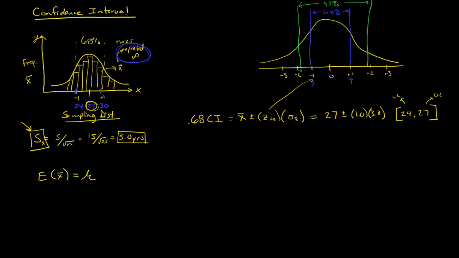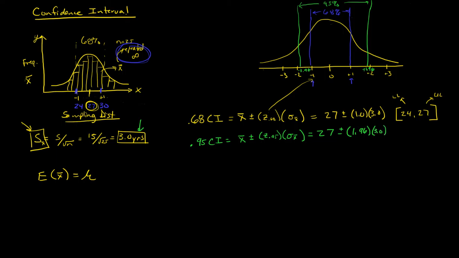Well, it's a z-score of negative 1.96 and positive 1.96. And so then a 95% confidence interval would be our point estimate plus or minus the z-score at 0.95 multiplied by the standard error of the mean. In this case, it'd be 27 plus or minus our z-score at 95, which is 1.96, times the standard error of the mean, which is again right here, 3.0.